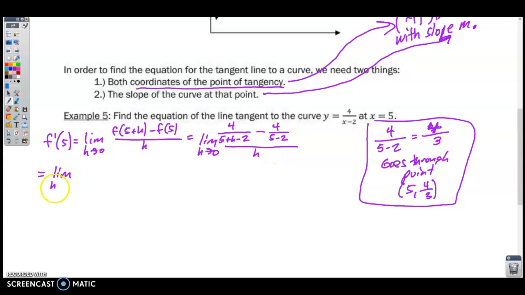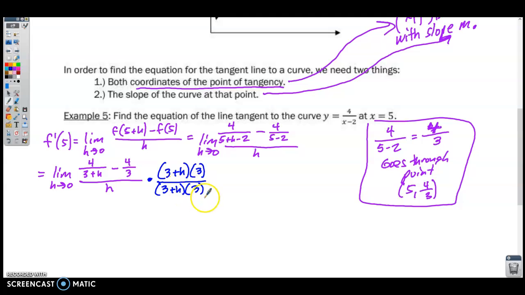This is a limit as h goes to 0 of 4 over 3 plus h minus 4 over 3 all over h. Now, since I have fractions inside of fractions, what I want to do is clear those fractions out of the numerator. The way I'm going to do that is I'm just going to multiply the numerator by both of these denominators. And when I do that, in order to preserve the value, I'm going to also multiply the denominator by both of those values.